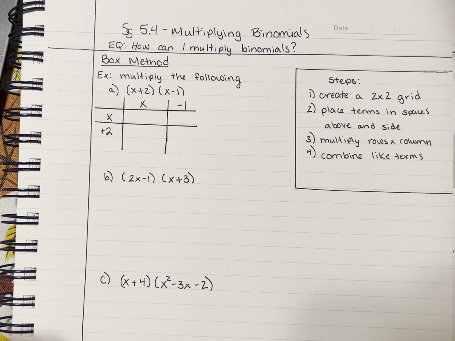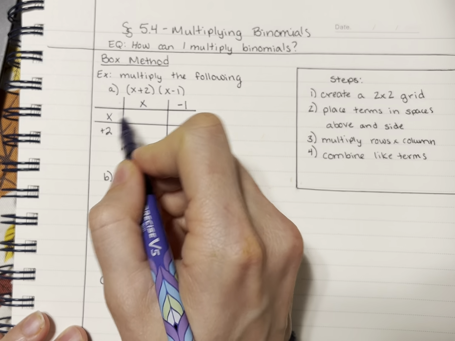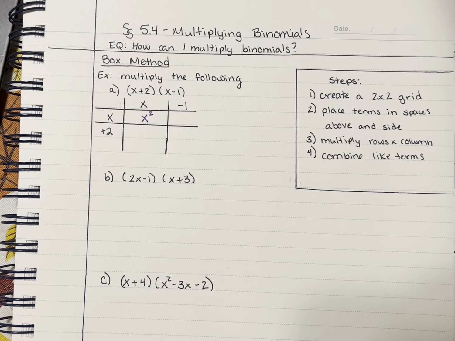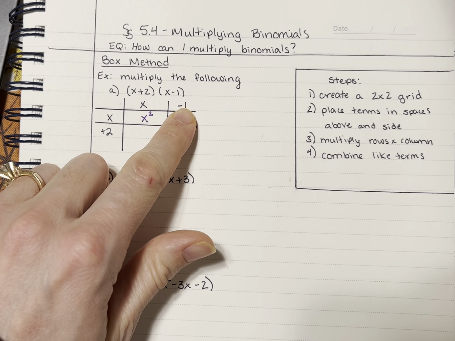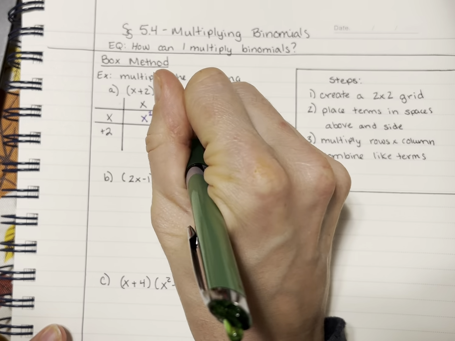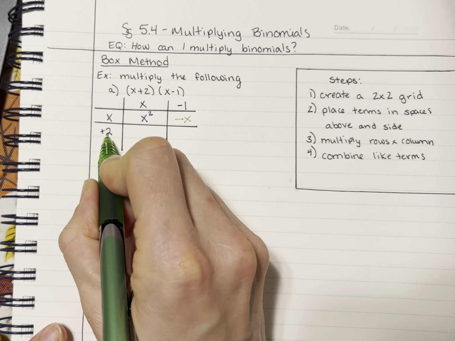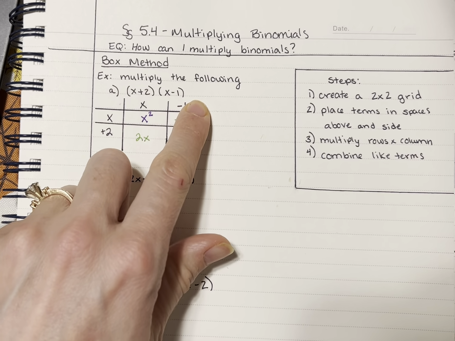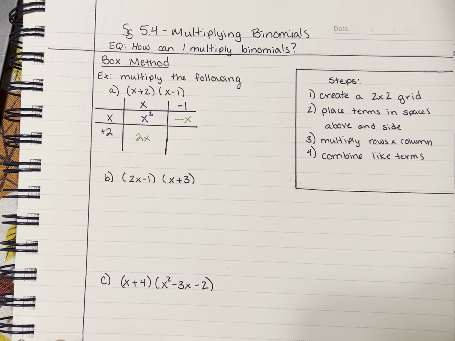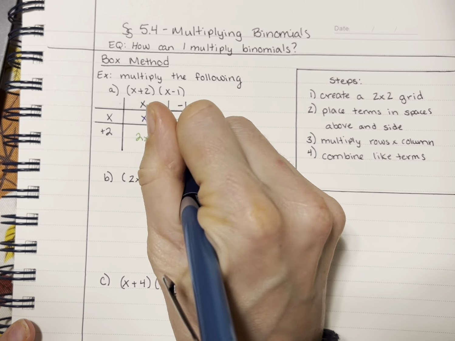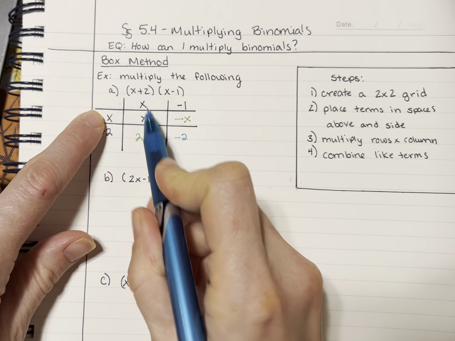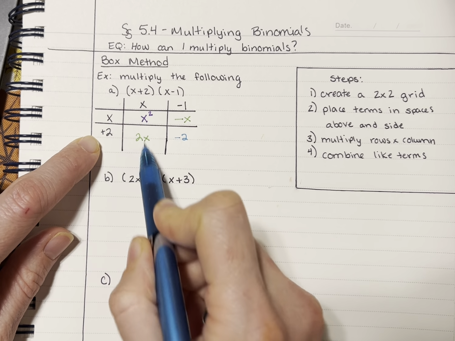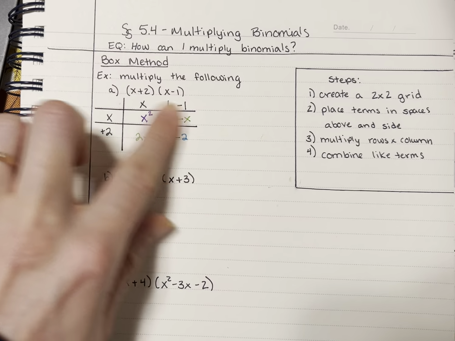Now we're going to multiply the rows. So just like we did with our algebra tiles, we know x times x makes x squared. Remember, that's the green tile. And then x times negative 1 is going to be negative x. Over here I have 2 times x, which is 2x, and 2 times negative 1, which is going to be negative 2. So notice that I did this row times this column, and I did the second row times the second column. So now I have all of my terms.